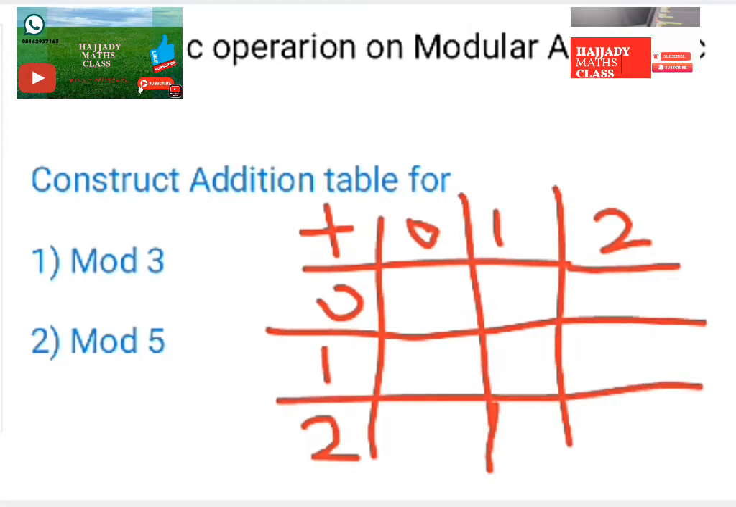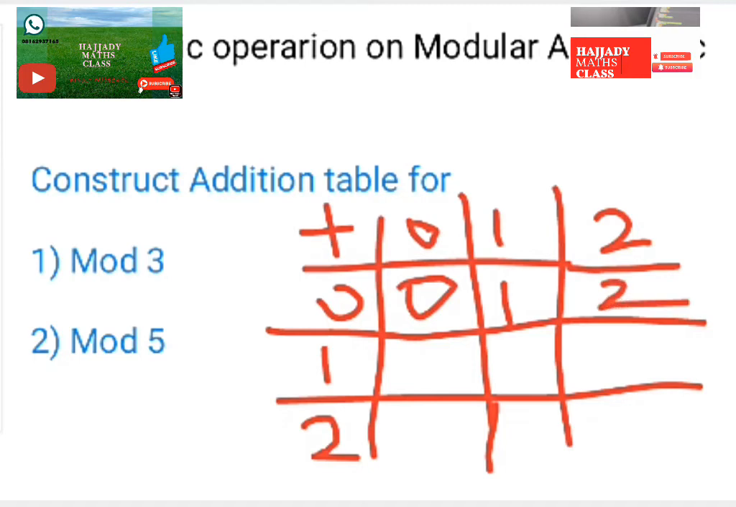Now let's add this. We are adding this plus this using this sign, 0 plus 0. Then you move to 0 plus 1. And lastly, 0 plus 2. The same thing will be used. So here we have 0 plus 0 is what? 0. Also we have 0 plus 1. We know that is what? 1. And lastly we have 0 plus 2, and that is 2.